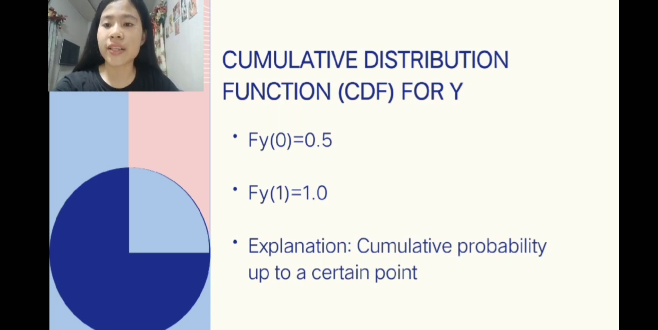For F sub Y of 1, it is the probability that Y is less than or equal to 1. This includes both P of Y equals 0 and P of Y equals 1, which is 0.5 plus 0.5, equal to 1.0.